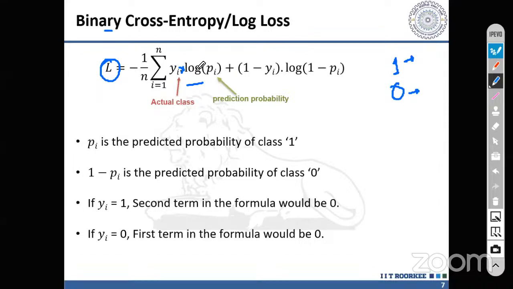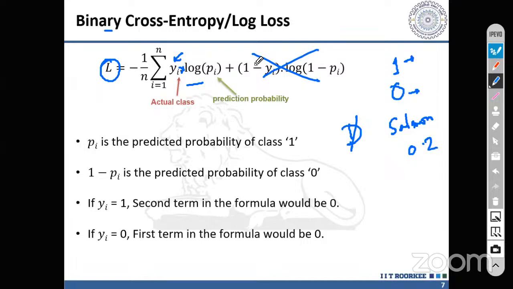We have the class level. For example, if it is a salmon, I'm saying that it is a 1, and the actual class level is salmon, but I'm predicting the salmon as 0.2. So the actual class is salmon, so y is 1. Then 1 minus yi will be 1 minus 1, it will be 0. So 0 into this is cancelled, and only one of these terms is used.